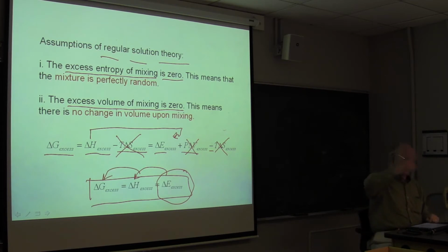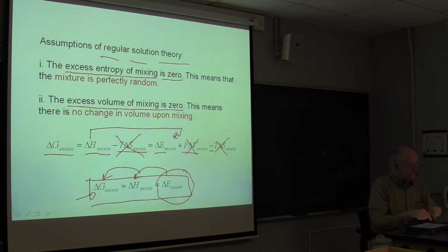Now, since the excess is equal to the real minus the ideal, I can get the real free energy by simply adding the ideal entropy of mixing into my estimate of that, and I now have an equation for the real free energy of mixing for a pair of liquids that obeys the regular solution model.